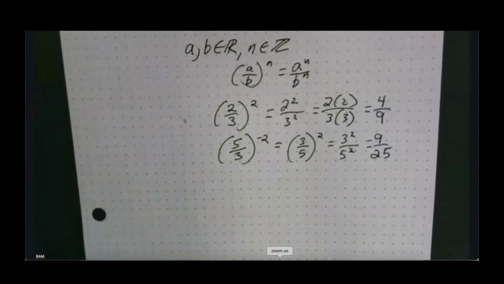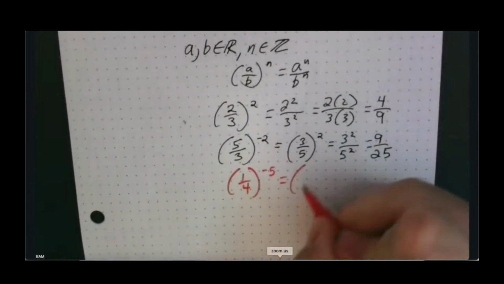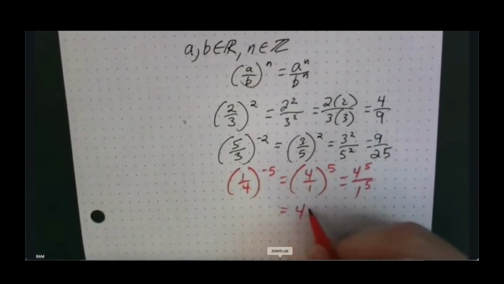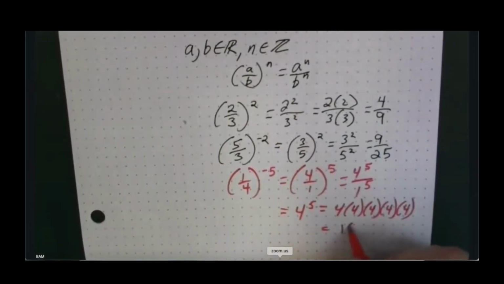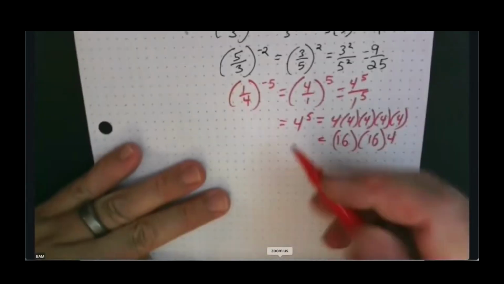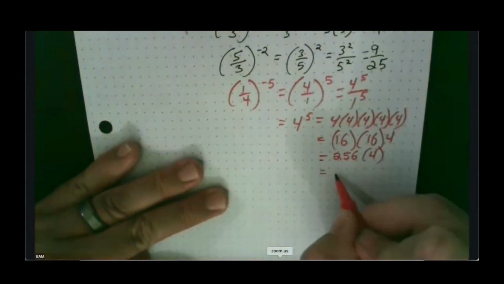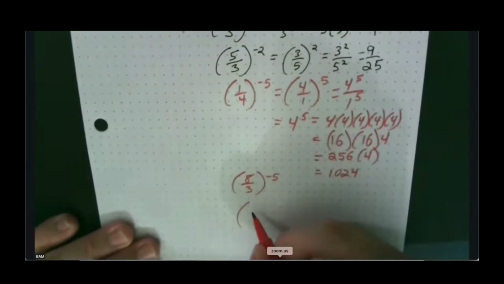So let's take a look at a couple more. 1/4 to the -5 power is the same as 4 over 1 to the 5th power, which is 4 to the power of 5 over 1 to the power of 5, which is also the same as just 4 to the power of 5, which is 4 times 4 times 4 times 4 times 4. And 4 times 4 is 16. 16 times 16 is 256. And 256 times 4 is 1024.